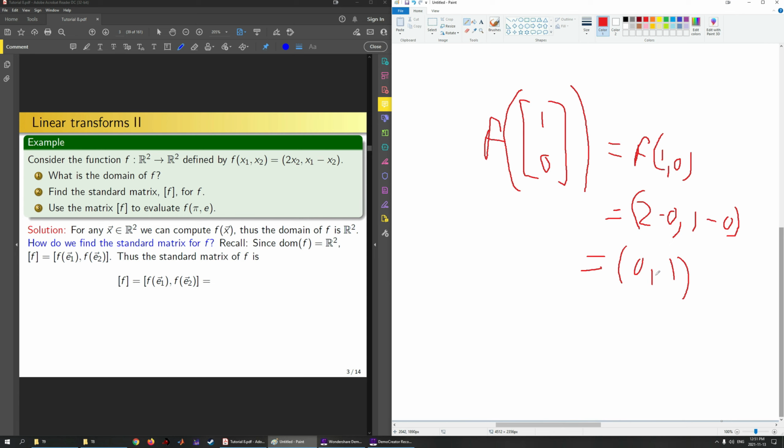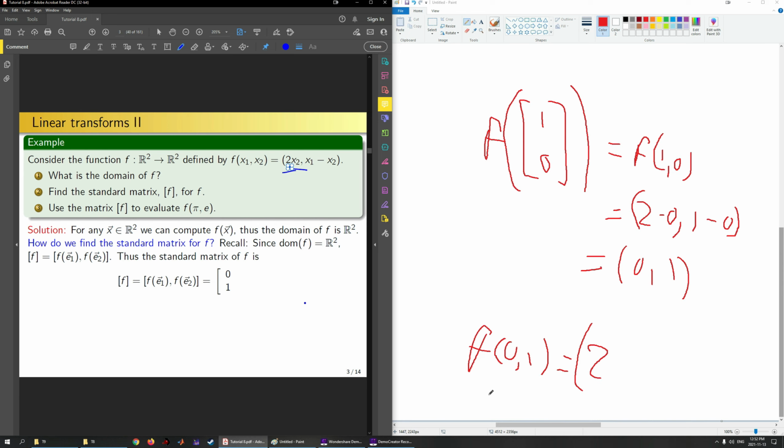So then I take this point and I turn it into a column vector, and that's what my first column will be. Now I just repeat the same process with the point (0, 1). So just briefly, f of (0, 1) will simply be 2, right? 2 times x2, if x2 is 1, that's what I get. And if I plug (0, 1) into the other component, I get minus 1. So that will be my second column here.